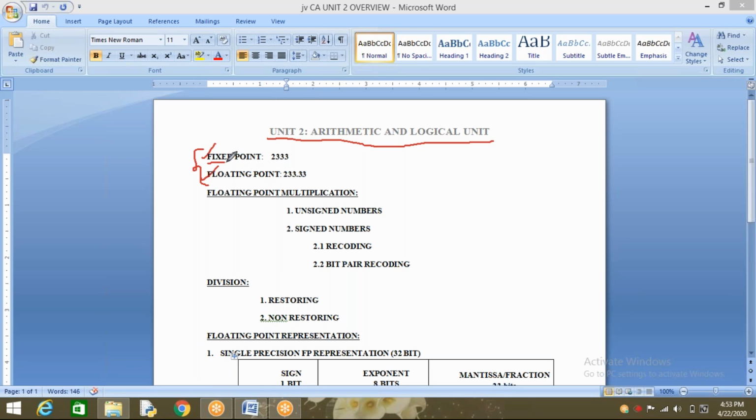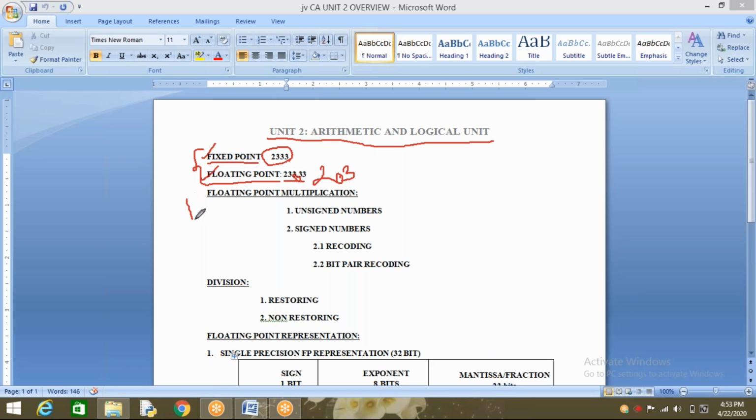Fixed point number format means it doesn't have any decimal part. That means it contains only the whole number, like 23333. So it has only the whole number part. Floating point format means it has the decimal part, or we can say it has the fraction part. That is, it has the radix point, like 2.3. Here we have the decimal point, so this is an example of the floating point format.